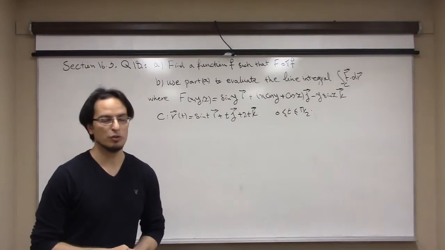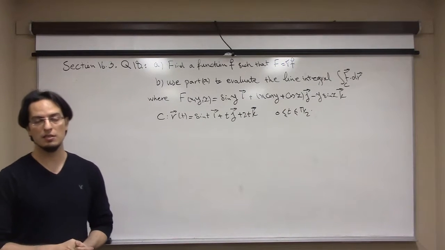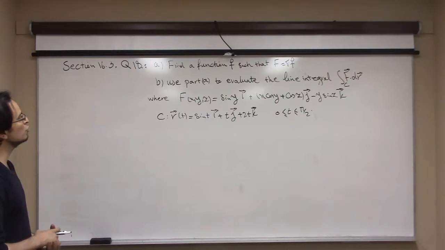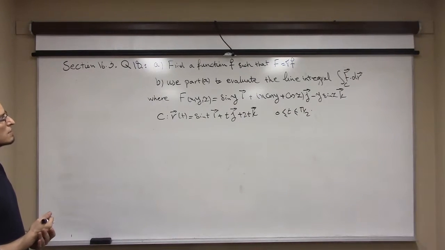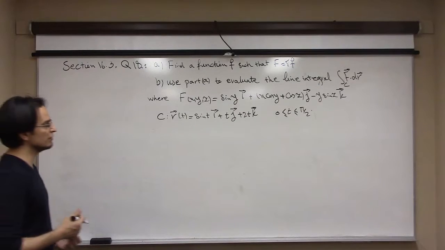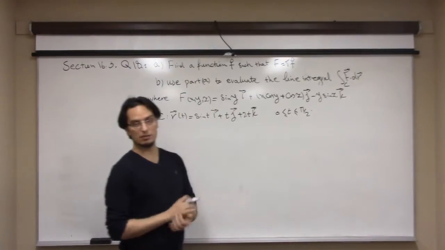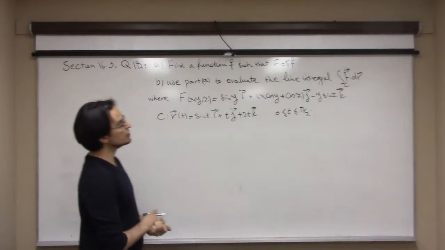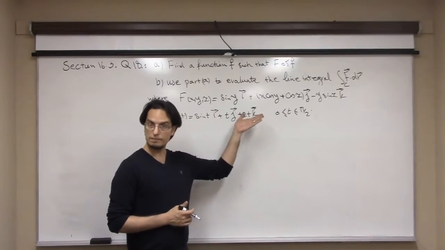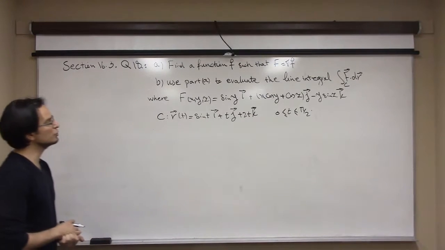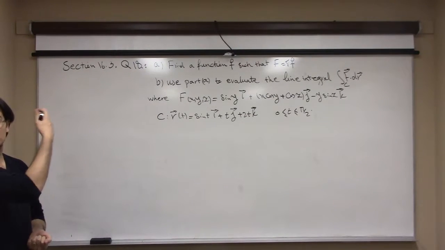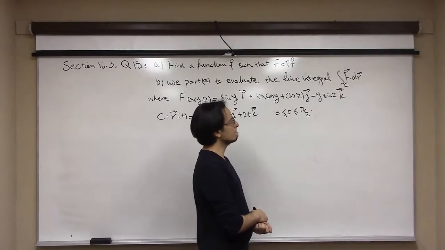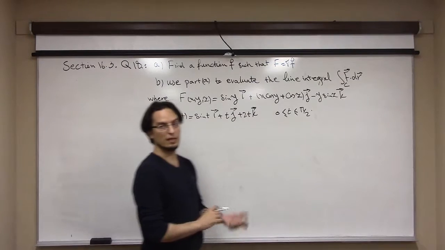In this video, I'm going to solve question 18 from section 16.3, which asks this two-part question. It says the vector field is given, and it asks to find a function whose gradient is equal to this. And then part 2 says use that fact, part A, to evaluate this line integral of that vector field along this curve.